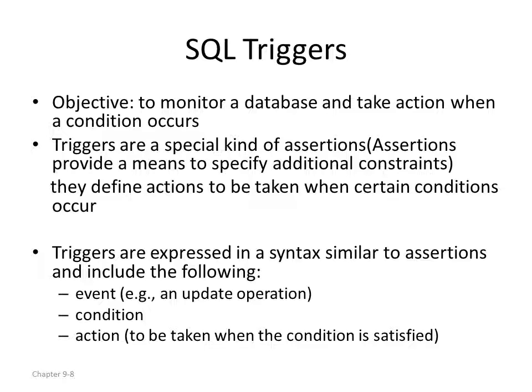A trigger is used to monitor a database and take action whenever a condition occurs. It's a special type of assertion. What is the meaning of a special type of assertion? It provides some additional constraints or conditions on a particular attribute, like a balance. If the balance is more than 500, it allows the amount to be withdrawn. If not, it shows what action you need to take later. That is a trigger's best example. It depends upon the input value the client is giving here.